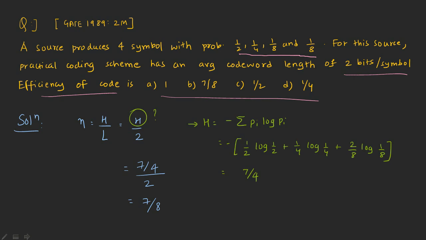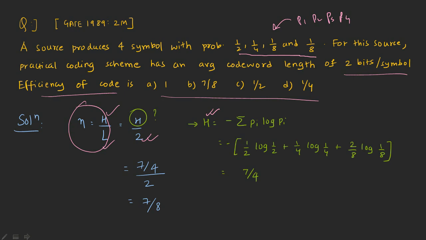Now efficiency means capital H by L. Capital H is entropy, L is the average code word length, and it is given as 2 bits. So no problem, we have this, and we need H. To get H you should have the probabilities, which are given: P1, P2, P3, P4, everything is given here. If everything is given, then just put it in the formula.